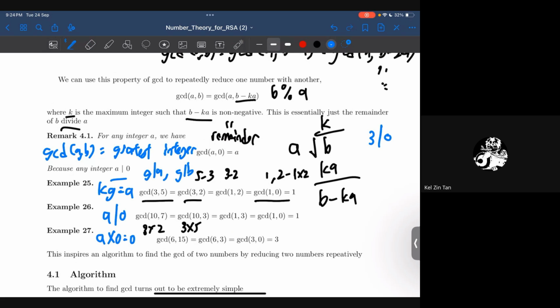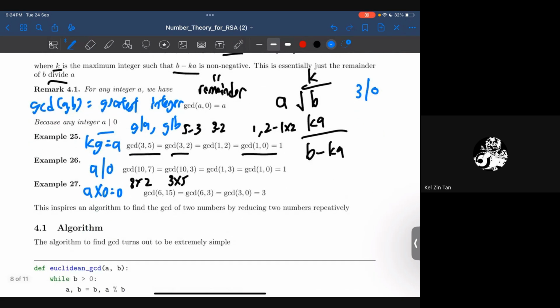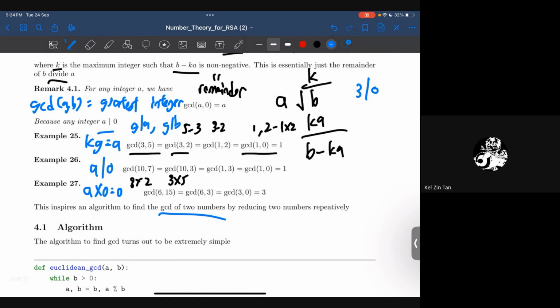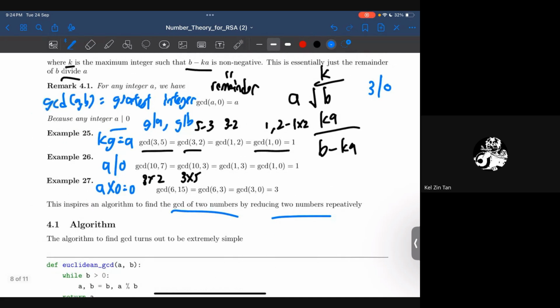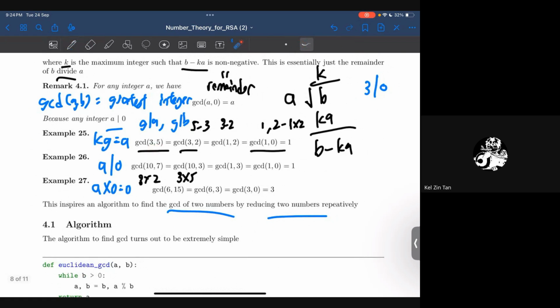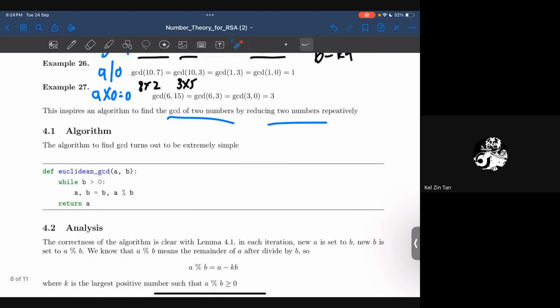Okay, so this inspires an algorithm to find the GCD of two numbers by reducing these two numbers repeatedly. I keep reducing one number with another, trying to make these two numbers smaller and smaller until one of the numbers becomes 0, and then the other number will be my GCD. So that is the algorithm that we are trying to have. This is the Euclidean GCD algorithm, which turns out to be extremely simple, and indeed it is.